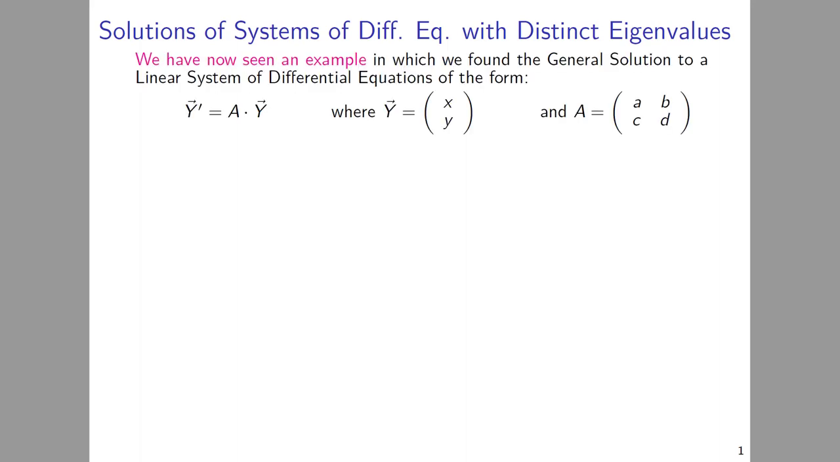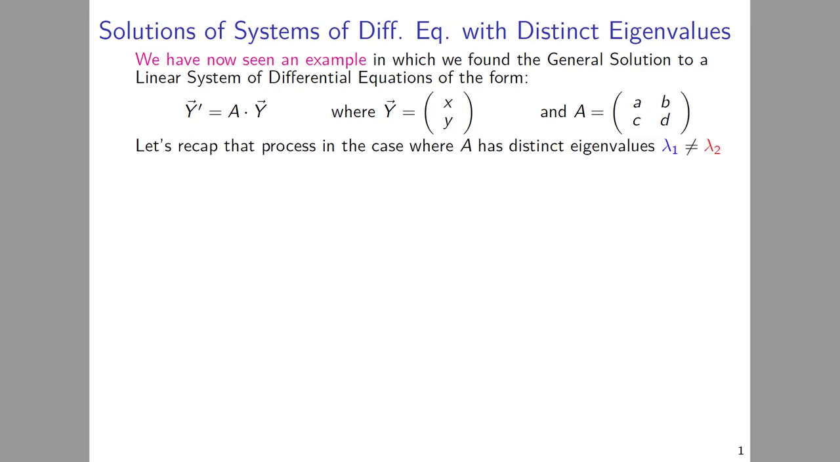We have now seen an example in which we found the general solution to a linear system of differential equations of the form y prime equals A times y, where y is the vector function x, y and A is the coefficient matrix [a, b; c, d]. Let's recap that process in the case where A has distinct eigenvalues lambda 1 and lambda 2.